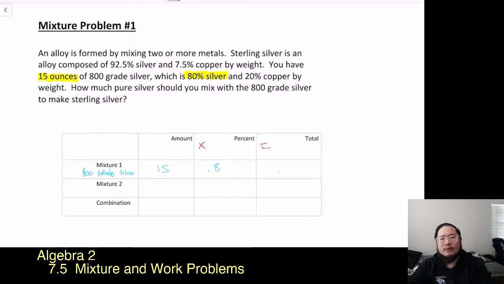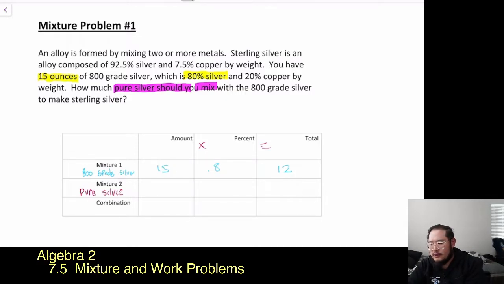Let's take a look at what's our second mixture. What is the second thing that we're looking at here? And that happens to be pure silver. Those are the two things that we're mixing: 800 grade and then this pure silver. So I'm going to go ahead and put right here for mixture 2, pure silver.